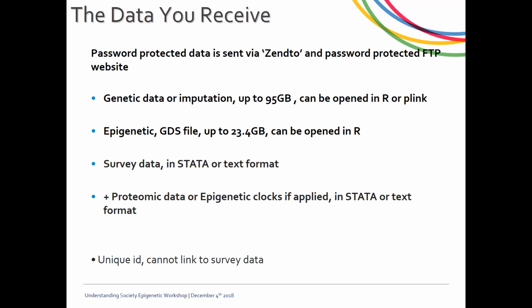And basically, all of those data will be linked by a unique ID, but you will not be able to link to other survey data except the one you applied for, and you should not try to do that. And I think I already mentioned, but I want to emphasize that if you just want proteomic data or epigenetic clock alone, not with any genetic data or epigenetic data, you just go to the data archive to download it. So you don't need to go through this application process.